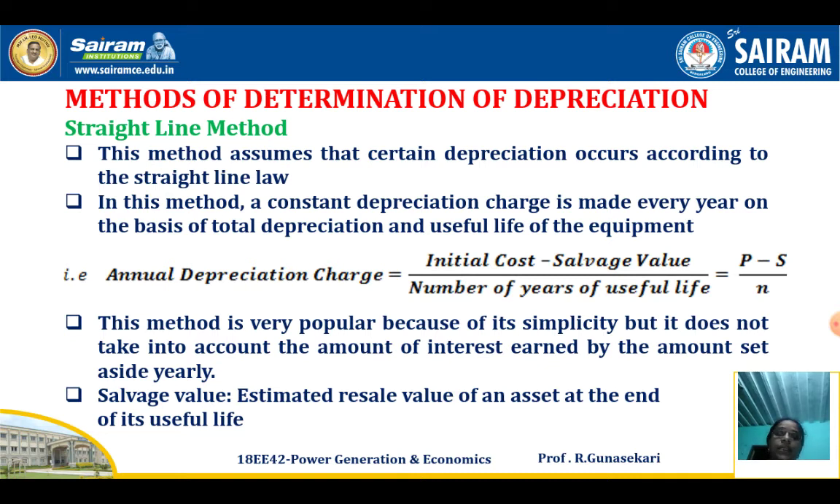So, by using the straight line method, how do we calculate the annual depreciation charge? It is equal to initial cost minus salvage value divided by number of years of useful life, that is equal to (P minus S) divided by n, where capital P represents the initial cost, capital S represents the salvage value, and small n represents the number of years of useful life. This method is very popular because of its simplicity, but it does not take into account the amount of interest earned by the amount set aside.